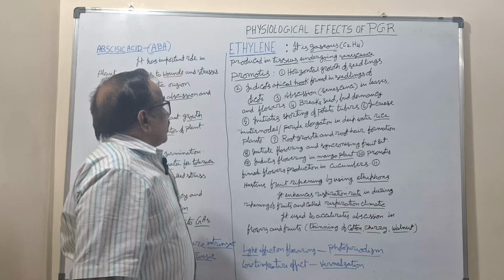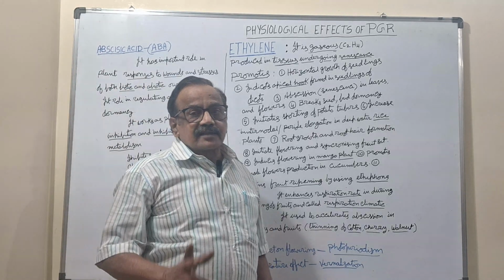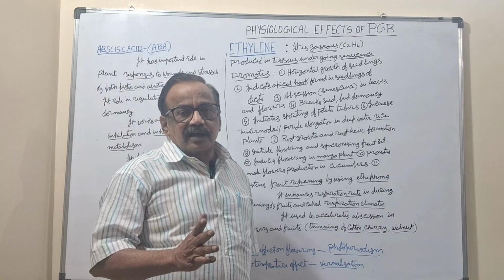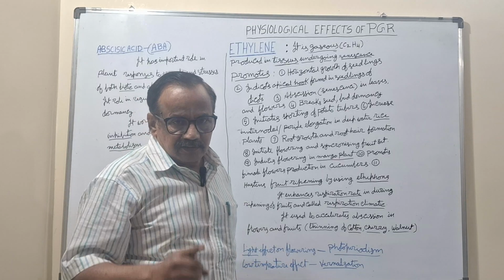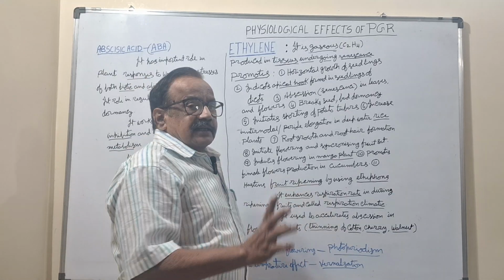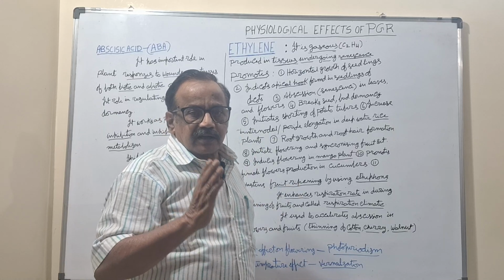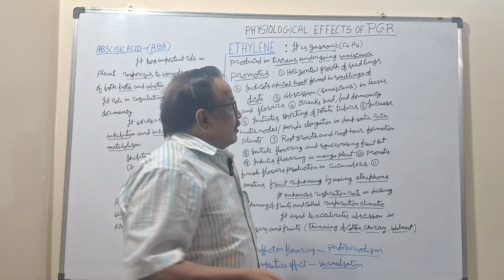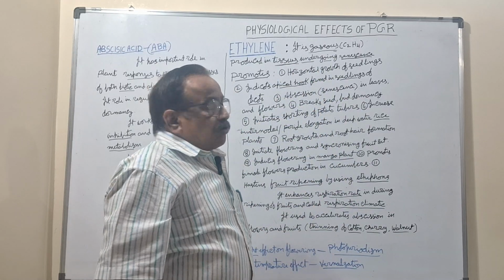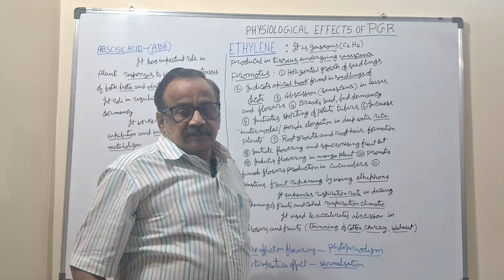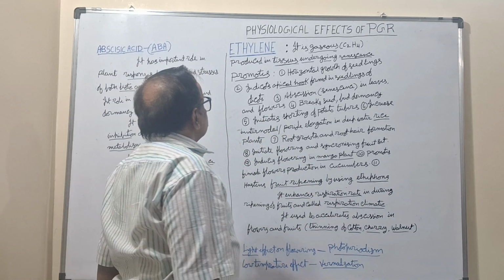First of all, ethylene is a gas. Out of the 5 PGRs, this is the only one in the form of a gas. First point: it is the simplest one, and compared to all the other 4, its molecular weight is very low. The formula is C2H4, which is also shown in the NCERT book.